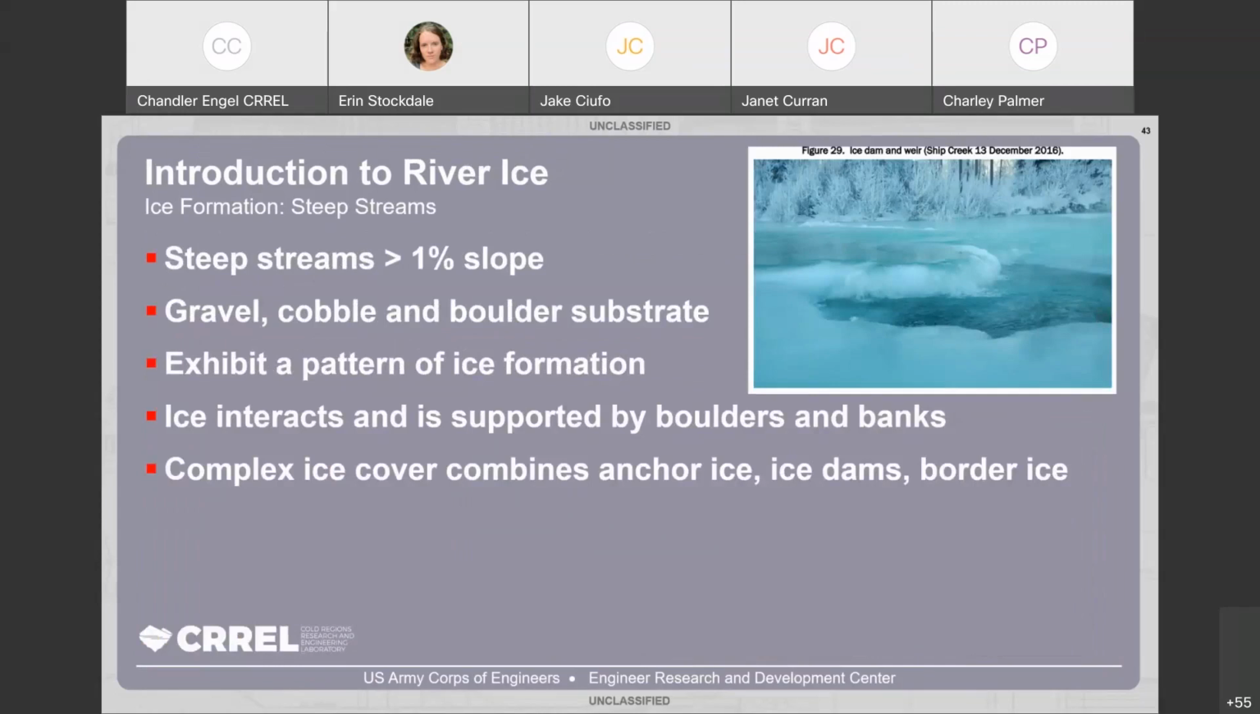Okay, so last we'll step through ice formation in steep streams. We consider a steep stream if its average long profile slope is greater than about 1%. These streams are often characterized by gravelly, cobbly, and perhaps boulder-strewn substrate. These streams exhibit a common pattern of ice formation, but obviously this varies site to site based on environmental conditions. We'll talk about a typical pattern of ice formation on the next slide. Ice interacts with complex substrate and forms complex ice formations, which include anchor ice, ice dams, and border ice.